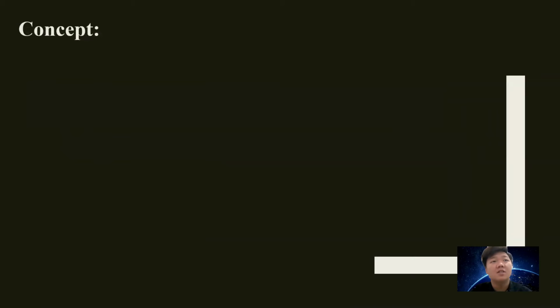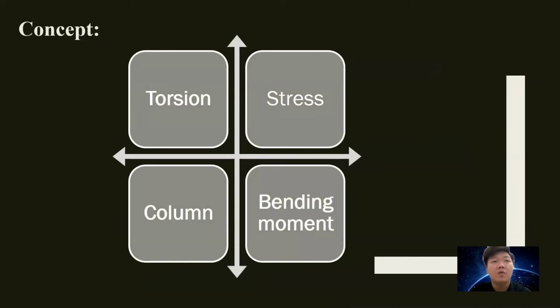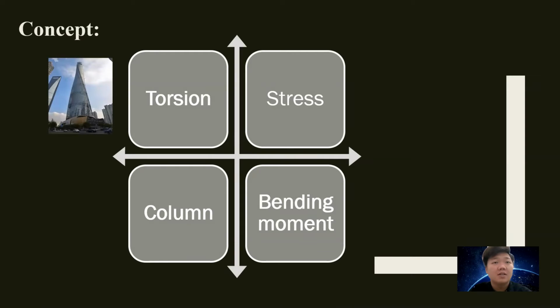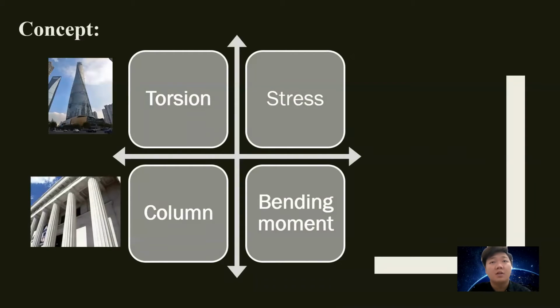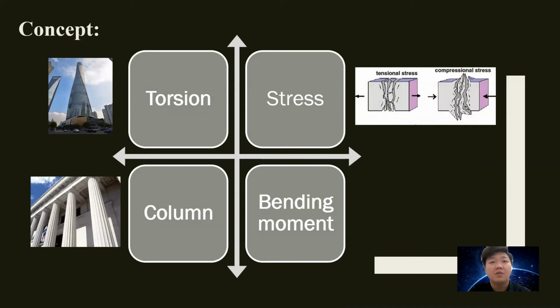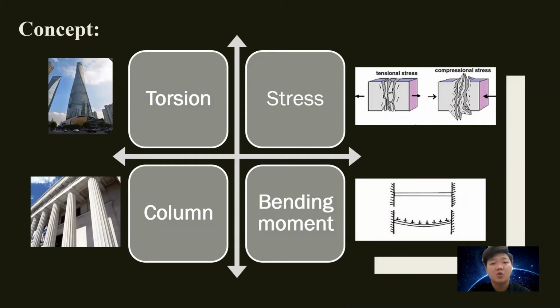Next, I will list the concepts we used for our prototype. The first is torsion, the second is column, the third is stress, and the fourth is bending moment. So this is all from me.